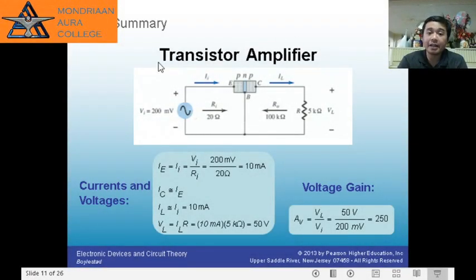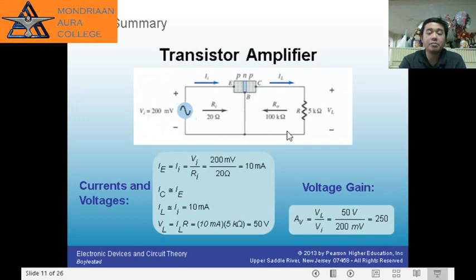In our diagram, we have a PNP BJT. We have an AC input signal equal to 200 millivolts, and we have a load equal to 5 kilo ohms. This is just a representation so we can explain how the transistor amplifying action works. The DC bias is not shown here, and the external resistors to establish the proper bias are also not shown. Again, this is just a simple representation.